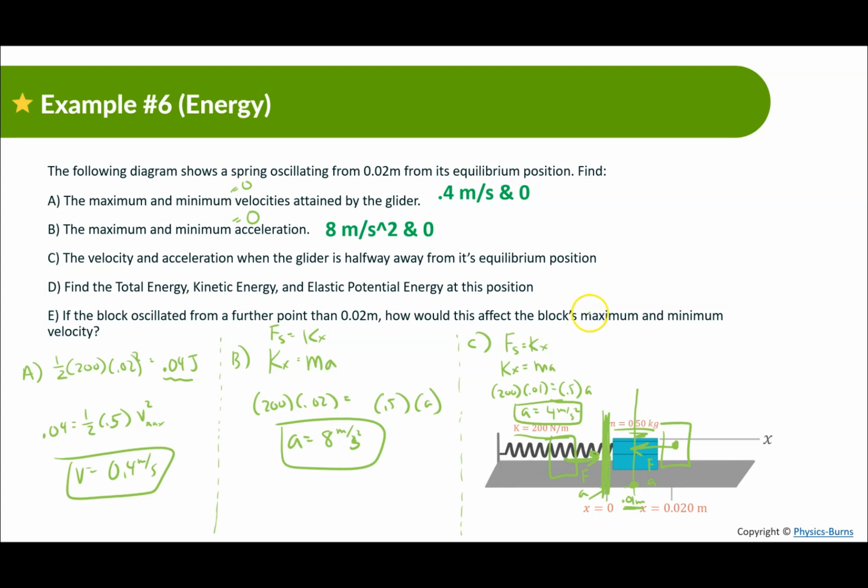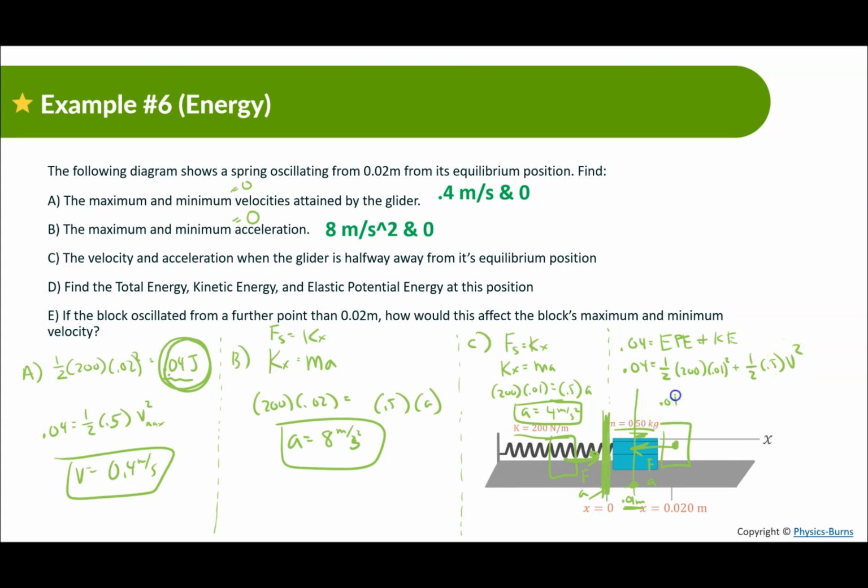Now let's try to find the velocity. Okay, so I know that the energy while it's oscillating is 0.04. We've discovered that before. Some of that energy is going to be elastic potential energy, and some of that is going to be kinetic energy. So let's figure this out. 0.04 is equal to 1/2 k, which is 200, times x, which is 0.01, squared, plus 1/2 the mass, which is 0.5, times v squared, which we're looking for.